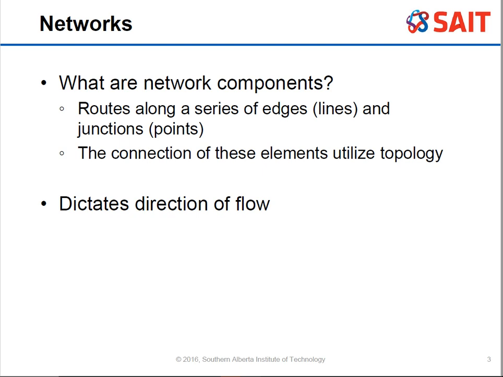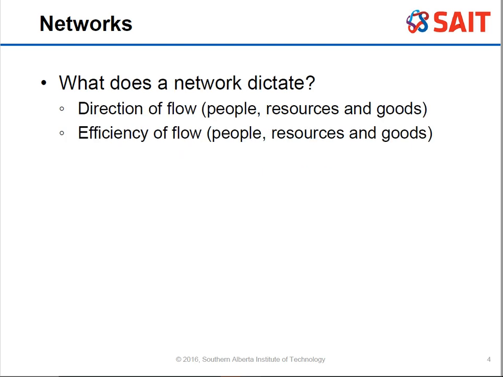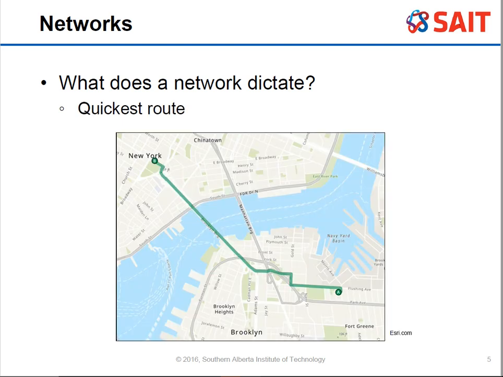What's key with this, though, is that it dictates the direction of flow. So it does actually provide a direction in topology. When I say it dictates flow, it dictates the direction of flow of people, resources, or goods. It's also dictating the efficiency of the flow. So, how fast, or how many, or how short, that kind of thing.